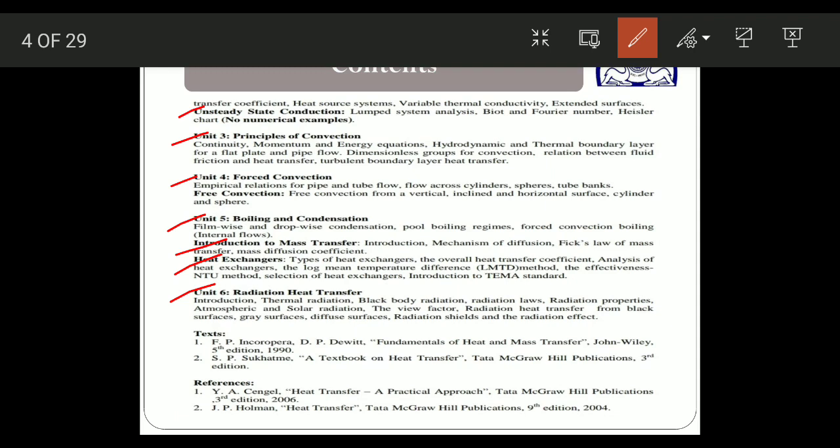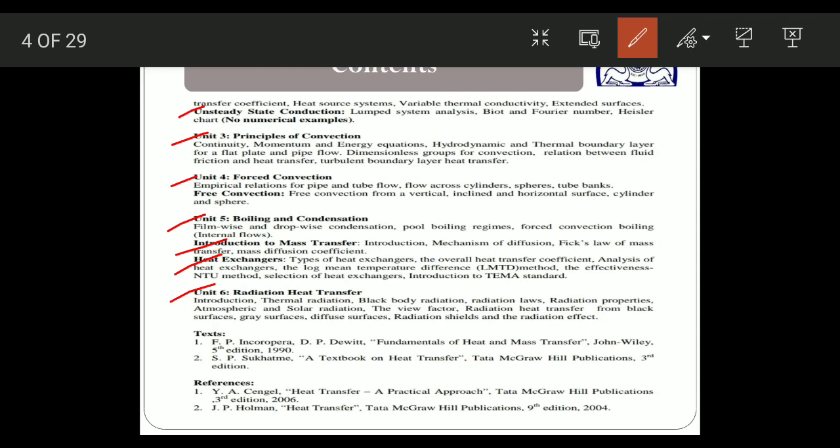So basically, if you observe these contents, these are different modes of heat transfer. First two units are on conduction. Next, unit number 3, unit number 4 and unit number 5 are on convection and mixed conduction, and unit number 6 is on radiation.